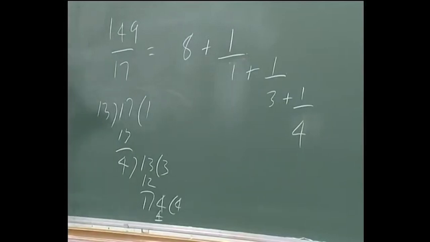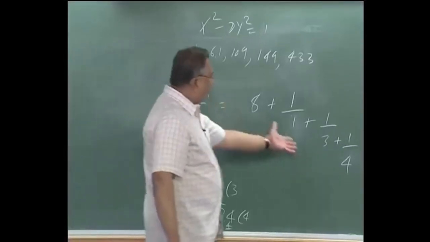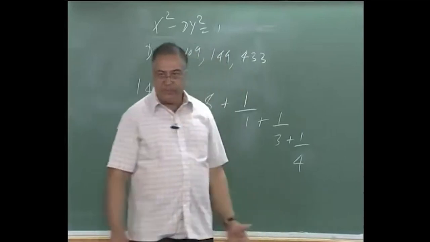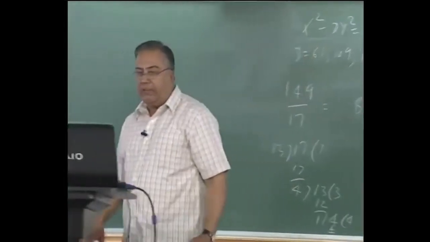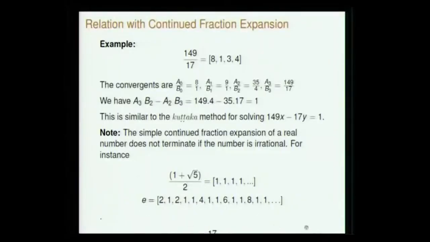By mutual division you can get the continued fraction for any rational number, and if it is a rational number the continued fraction terminates, and if it is an irrational number it does not terminate. Here are two irrational numbers which have a nice continued fraction, 1 plus root 5 by 2, called the golden ratio. Its continued fraction is 1 1 1 1 1 1. E, the base of natural logarithms, has a nice continued fraction 2 1 2 1 1 4 1 1 6 1 1 8 1 1, etc.